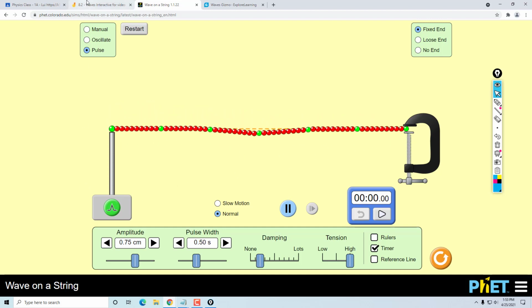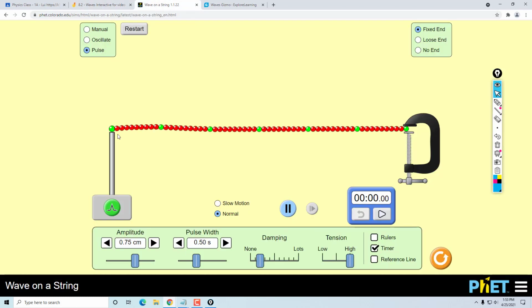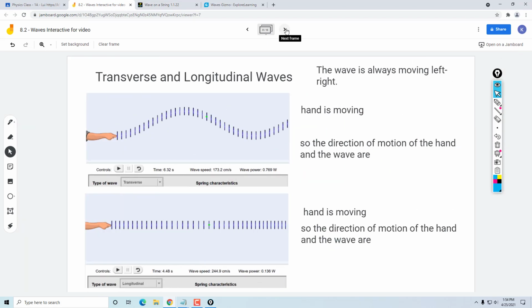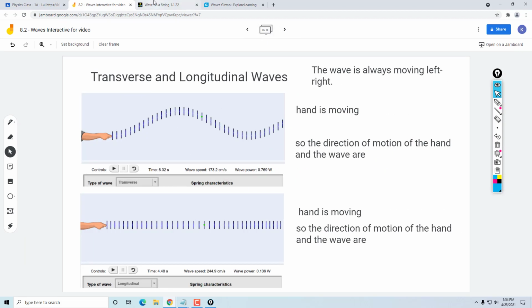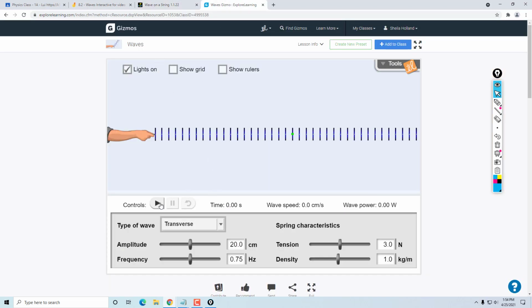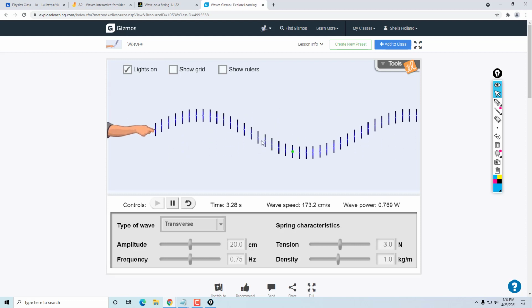So we can say that the direction of the wave, which is left-right, and the direction in which we move the medium, which is the balls right here, are perpendicular to each other. When that happens, we have what is called a transverse wave. So here's an example of a transverse wave. We move up and down, but the wave goes left to right.